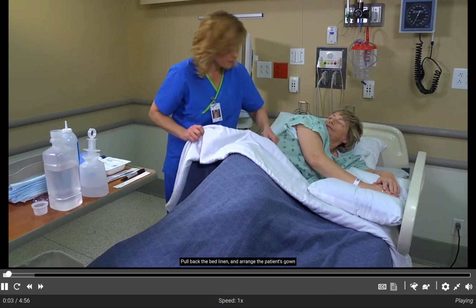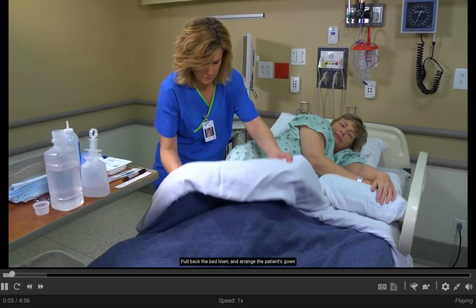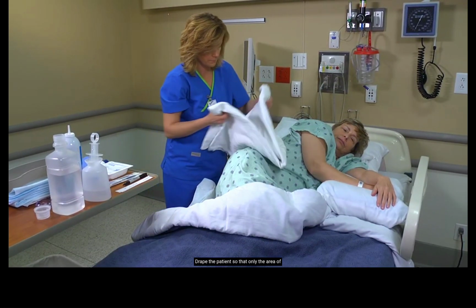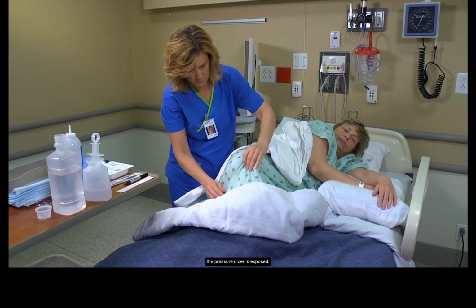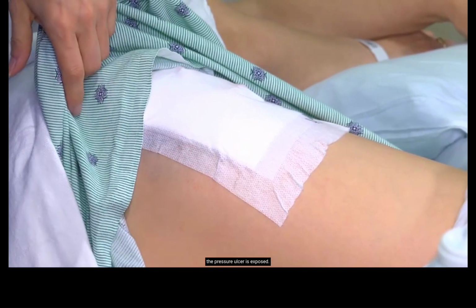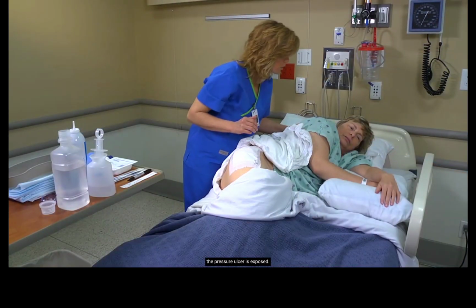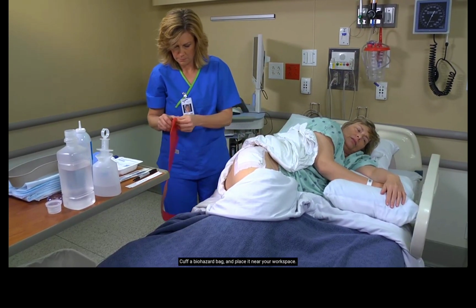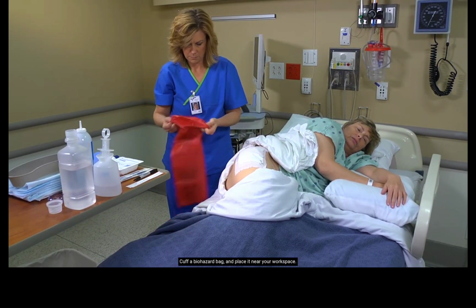Pull back the bed linen and arrange the patient's gown to expose the ulcer and surrounding skin. Drape the patient so that only the area of the pressure ulcer is exposed. Okay, is your arm comfortable over there? Yeah. Okay, good. Cuff a biohazard bag and place it near your workspace.